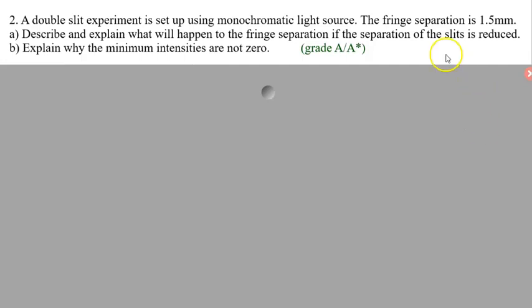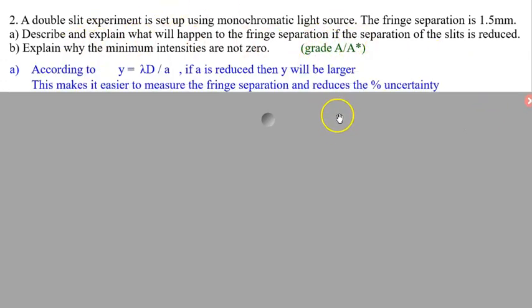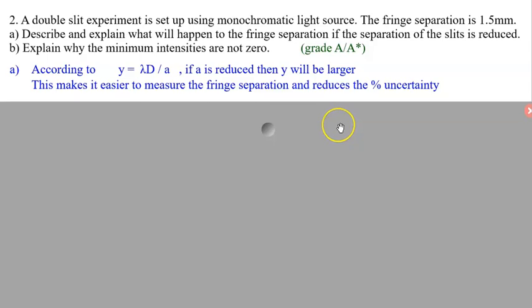Right, question 2. Part A is fairly standard. We saw something very similar to this in the previous video. It's always useful to make reference to the formula. If we just describe it, we may not get full marks. So it's good practice to say, according to the formula with y as the subject, y, the fringe separation, is equal to lambda D over a.